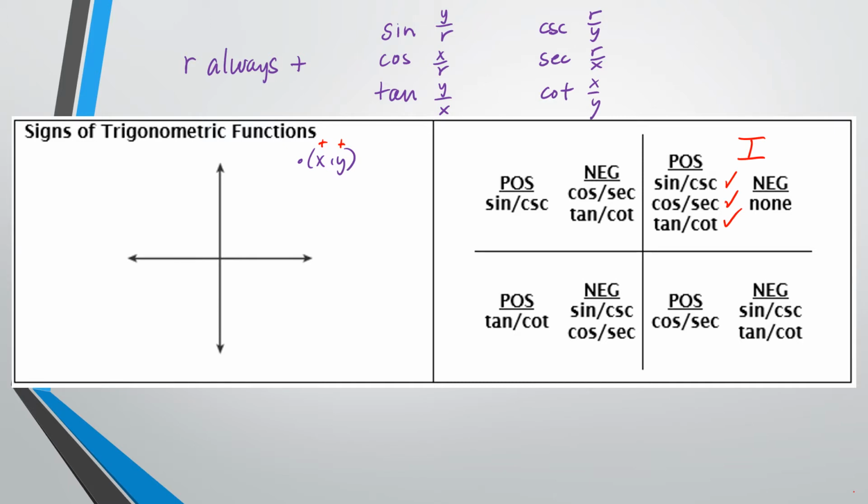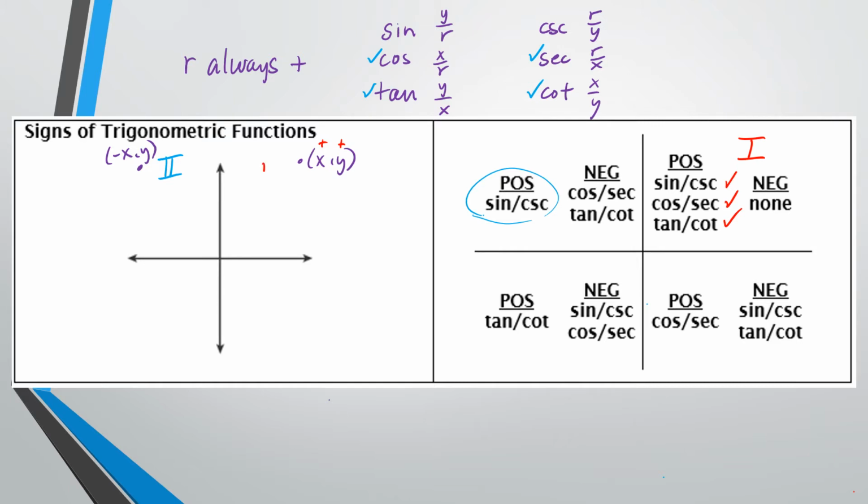Okay? If I choose a point in quadrant 2, now my x value is negative because I'm going to the left, but my y value is still positive because the point is going up. So what that means is that any of the functions that use the letter x are going to be negative in quadrant 2. So I'm going to use a light blue color for quadrant 2. Anything that has an x in it, so cosine and secant, and then also tangent and cotangent. So the only things that are positive in quadrant 2 are sine and cosecant, which is what this says right here, and then everything else is negative.